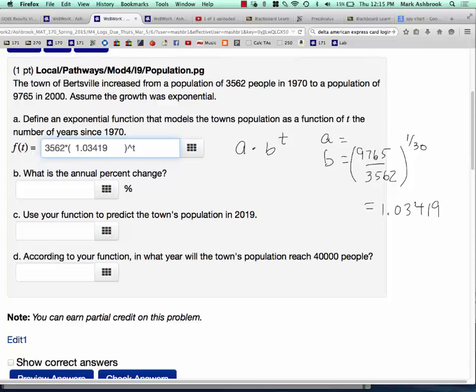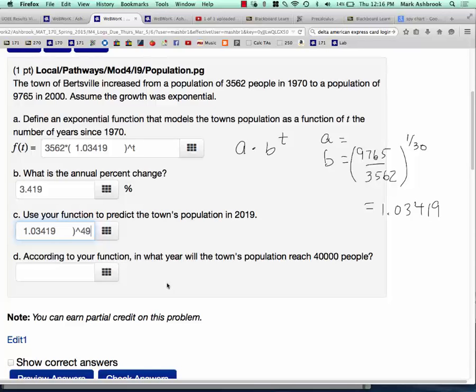Okay, annual percent change. Is it growth or decay? Growth, and we can get it just by looking at this. This is easy: 3.419%. That's how much it's going up every year. Use the function to get the population in 2019. We take that output and put it here, and we just need to know what t is for 2019. How many years after 1970 is 2019? 49.